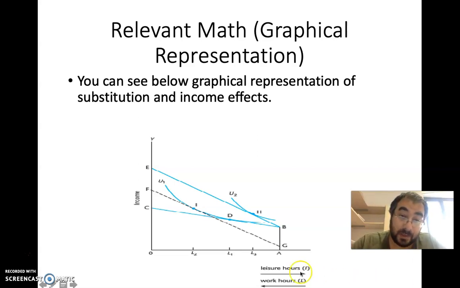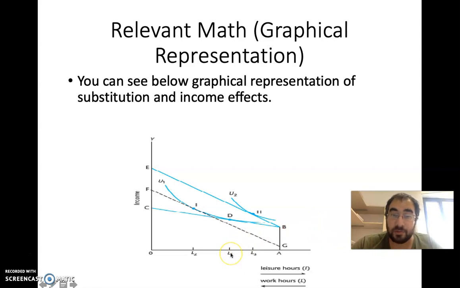So in this case, BC is the old budget line. Your wage increases, so BE has become the new budget line. With the old budget line, the optimum labor time was L1, and with the new budget line the optimum labor time is L3. So basically, the increase in wage has in this case led to a decrease in the optimum labor time of our worker. Now, how do we separate the substitution effect and the income effect?